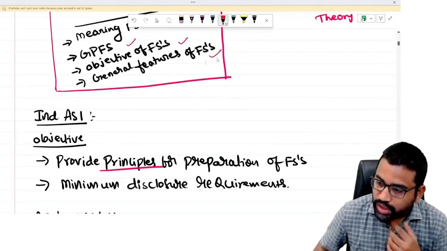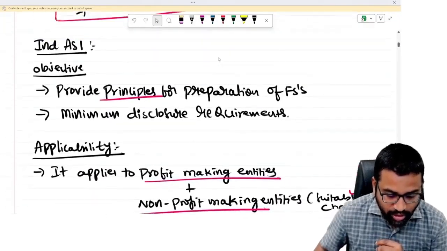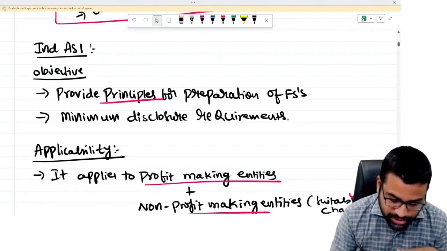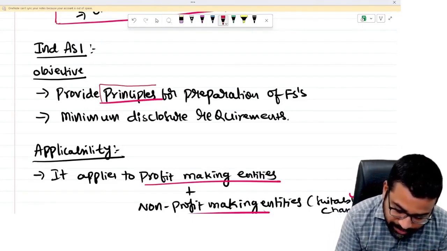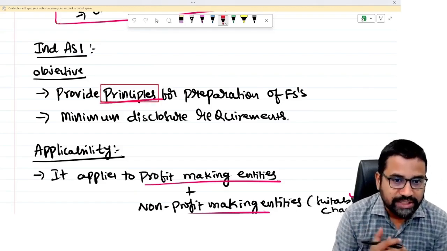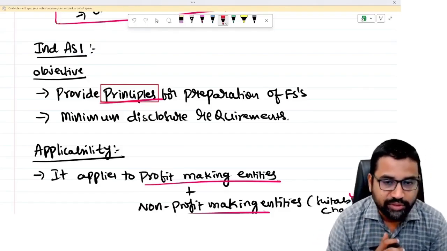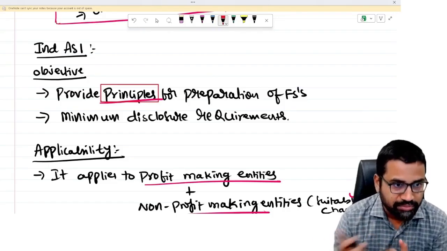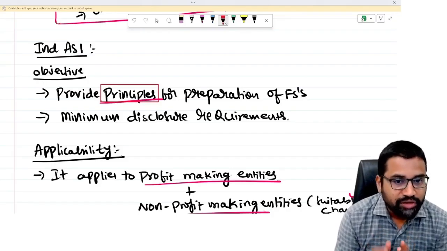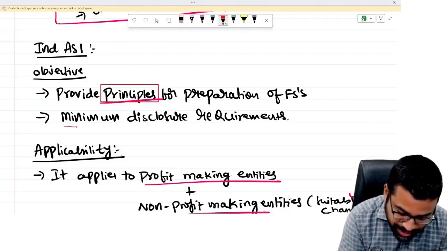Now, what we are going to learn in this standard, first of all, what is the object of Ind AS 1? Why has Ind AS 1 been brought? Simple, to provide the principles for preparation of financial statements. When you are preparing financial statements, certain principles you need to follow, right? To provide those principles, Ind AS 1 has been brought. And this is the minimum requirement. Whenever you are preparing financial statements, you need to comply with Ind AS 1.